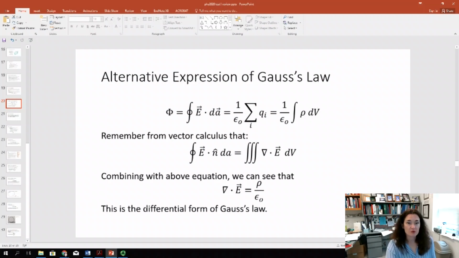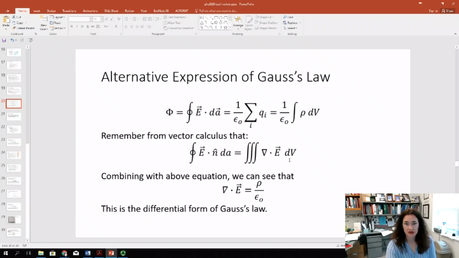But remember that we can say generally from vector calculus that if you have an electric field, the integral of any kind of vector field dotted with the area vector can be written as the triple integral of the del dot the field integrated over the volume. That's just something that you usually learn in your third calculus class, from vector calculus. And you can always write it that way. This is known as the divergence theorem, or sometimes Gauss's divergence theorem.